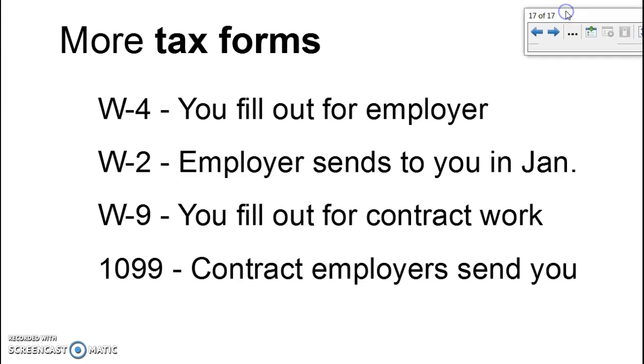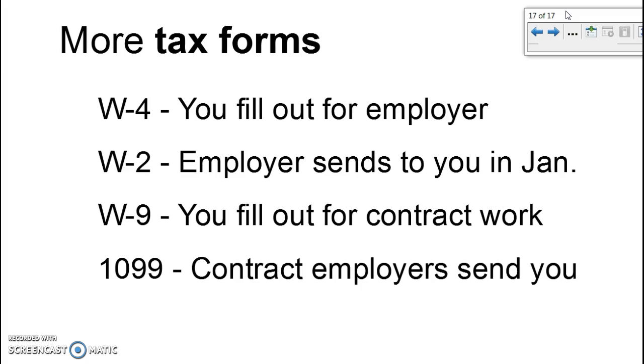And a few other names of tax forms. The W-4 is a form that you fill out for your employer that tells the employer how many exemptions you're going to claim. And if you want extra withholding, if you want them to keep more of your money, you can also do that. The W-2 is the form that any employer that you work for, basically a full-time employer, is going to send you, and they have to send it legally by the end of January, and it tells exactly how much you earned from them and how much they paid in your taxes during the year, and so forth.